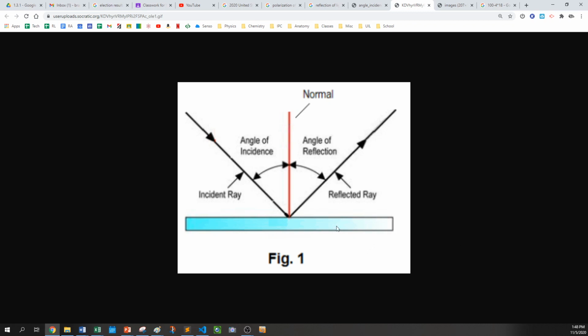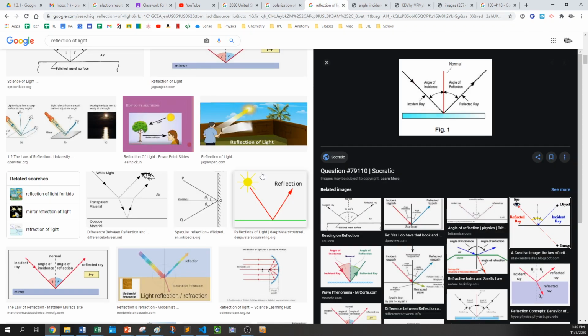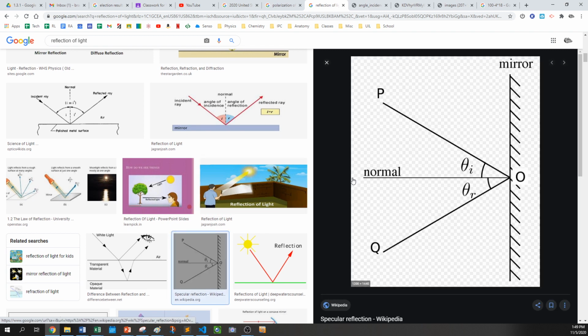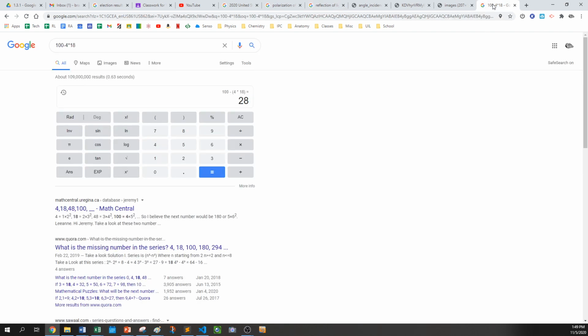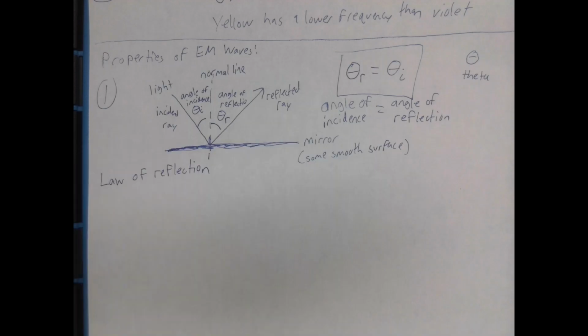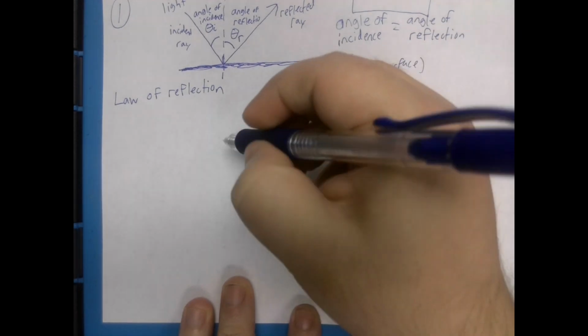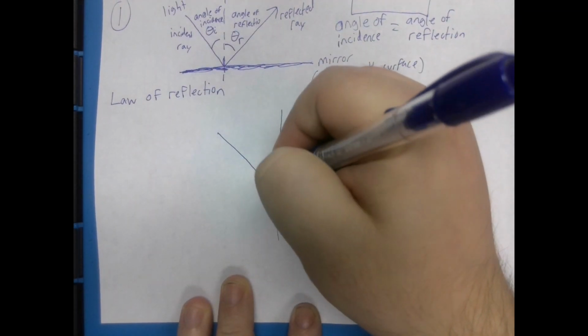We have some clear, smooth surface, and these two angles are going to be equal. We draw this normal line, which is just perpendicular to the surface, so at a right angle. And this doesn't have to be, you could also draw it like this. So a light coming down here.